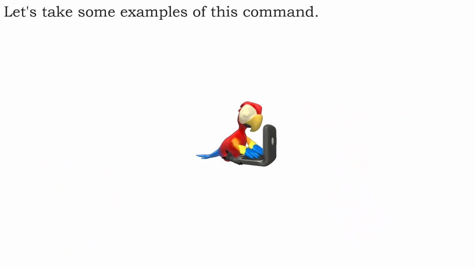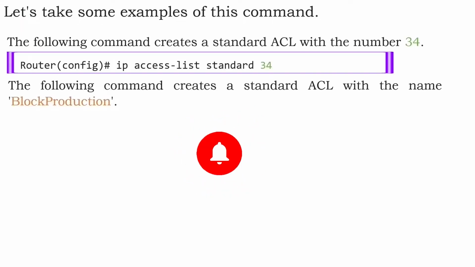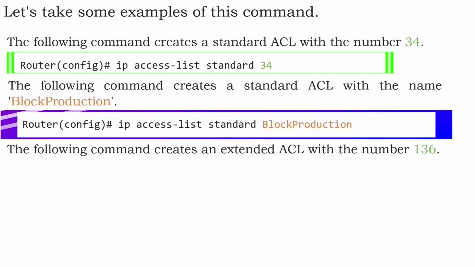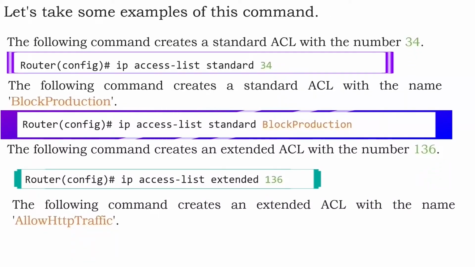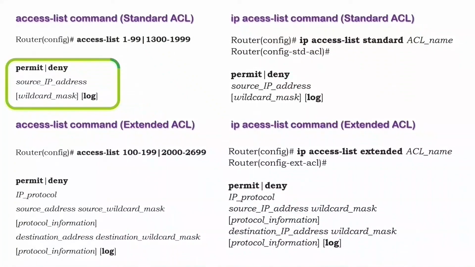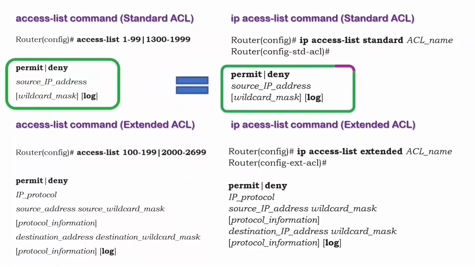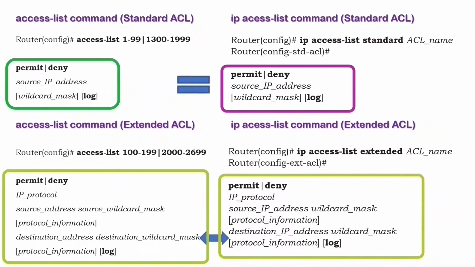Let's take some examples of this command. To create a standard ACL with the number 34, we will use the following command. The following command creates a standard ACL with the name block production. The following command creates an extended ACL with the number 136. To create an extended ACL with the name allow HTTP traffic, we will use the following command. The access list command and the IP access list command use the same options to build and add an entry to the access list. We have already discussed these options in detail.